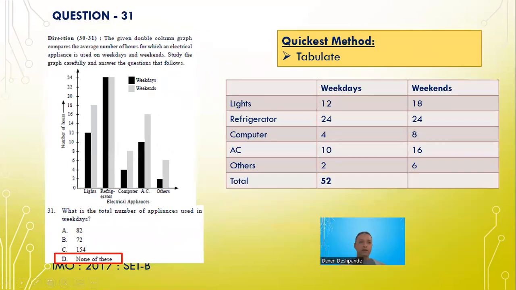And again, what is the total number of appliances used in the weekdays? Total number of appliances on weekdays, isn't it? So start adding the blacks. 12 plus 24 plus 4 plus 10 plus 2, isn't it? It will be 52. None of these answers is 52. So the answer is none of these.